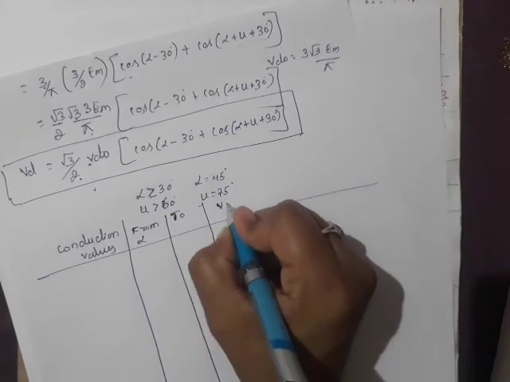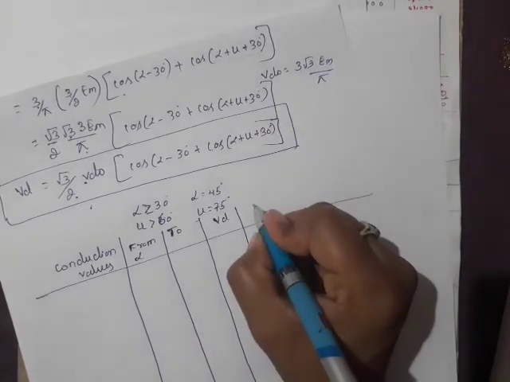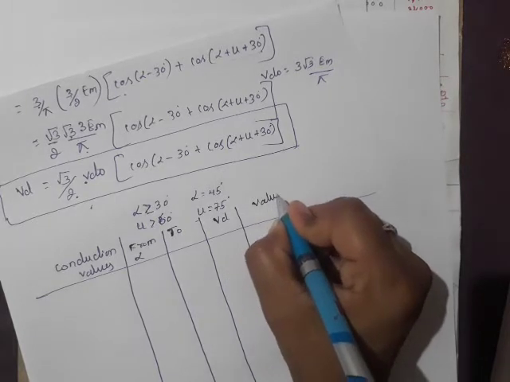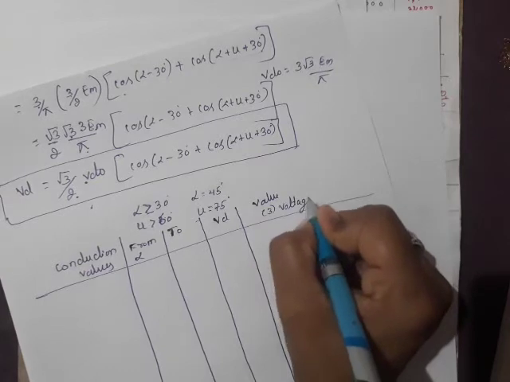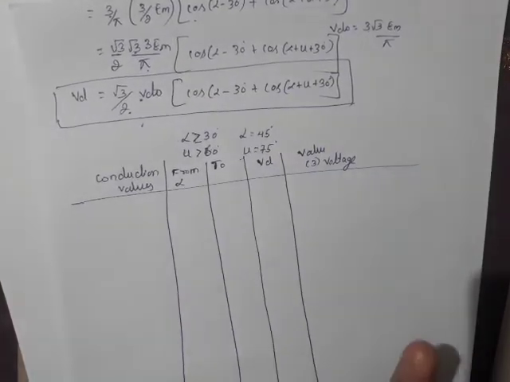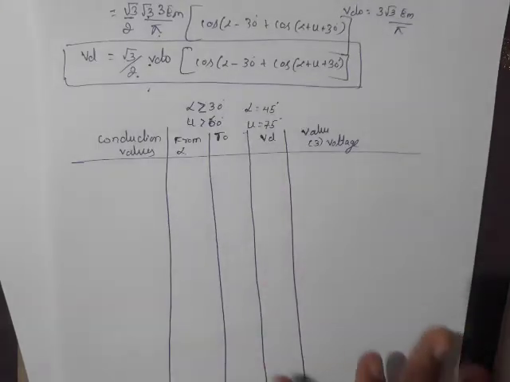Then what is the output voltage VD? We have to write valve 3 voltage also. Valve 3 voltage. Any one valve, not all. You can take any valve, either valve 5, valve 2, valve 6. But I have chosen valve 3. Okay.